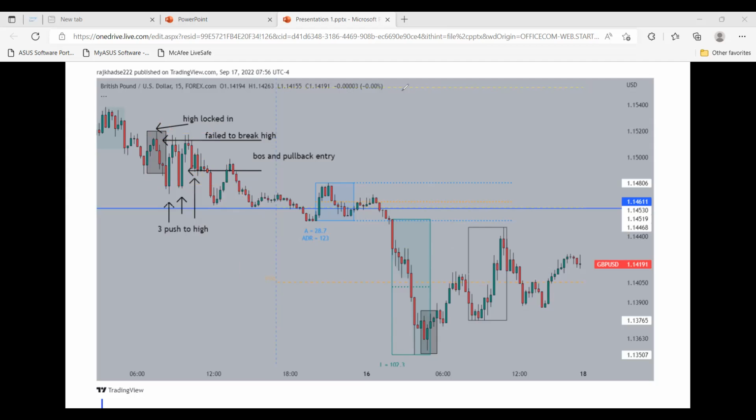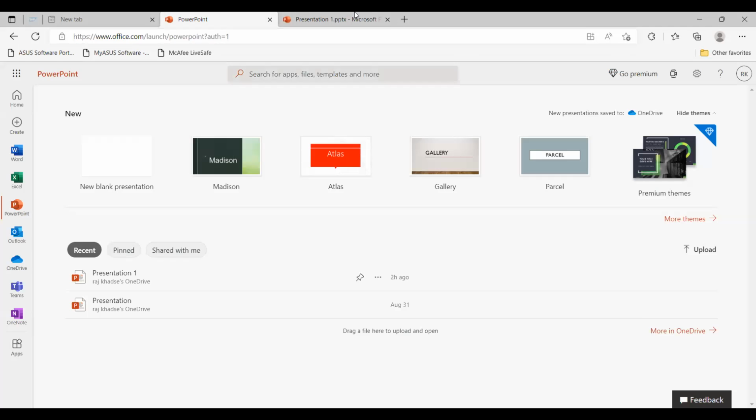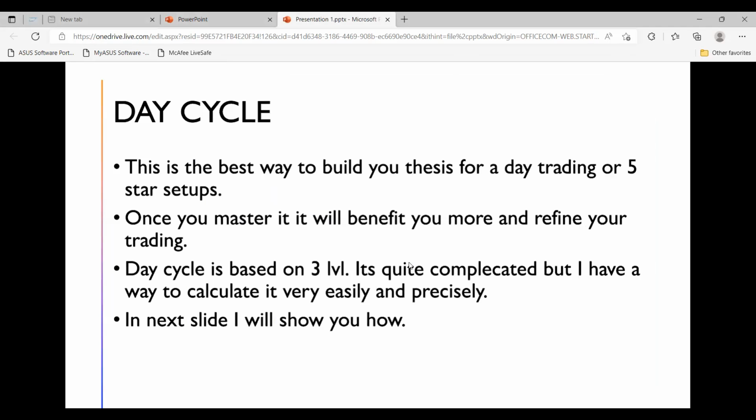Now, just wait, I will show you something. Day cycle. This is the best way to build your thesis for day trading or 5-star setups. Those setups I have shown you earlier are all 5-star setups, but they are on the basis of the day cycle. You cannot just watch previous day's high, previous day's low, week high, week low, to calculate a 5-star day setup or other setups, right? You have to go through the day cycle to calculate the 5-star setups. Once you master it, it will benefit you more and refine your trading.